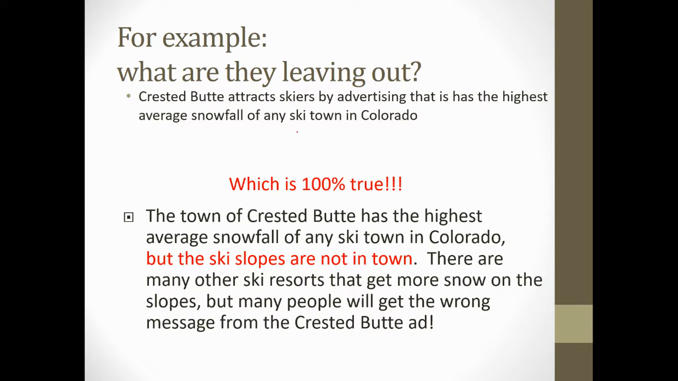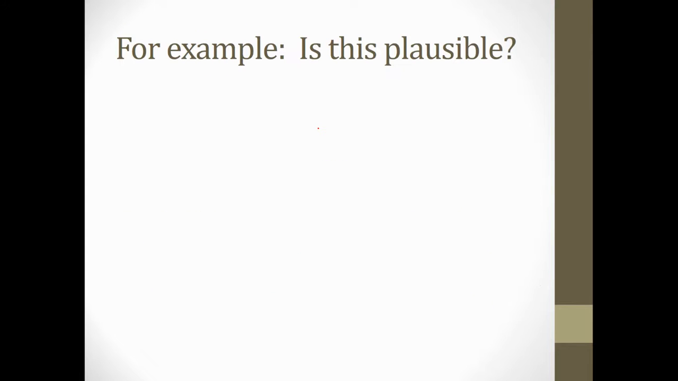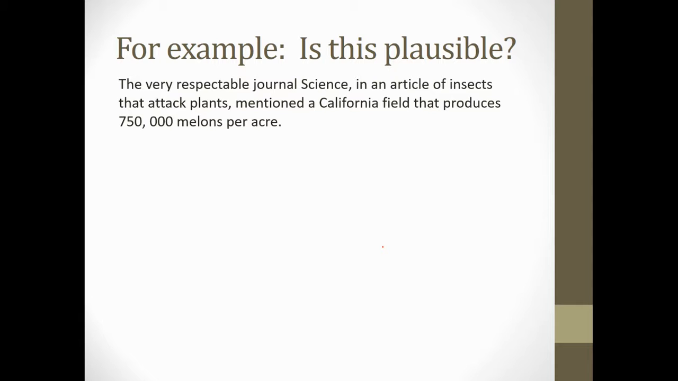Okay, so what is it that they want to happen? They want people to come to Crested Butte. So they are telling a true statement right here. This right here is the exact truth. It's 100% true. They are not lying. They are not misleading, right? However, you have to be really careful. Okay, are you skiing in town? Is that where you want to go skiing? No. Okay, you're skiing on the slopes. So I want to look for the highest snowfall on the ski slopes. And then I want to ask, is this possible?